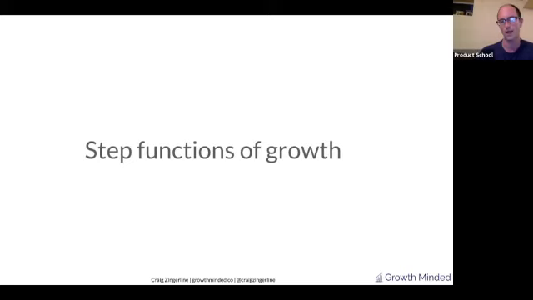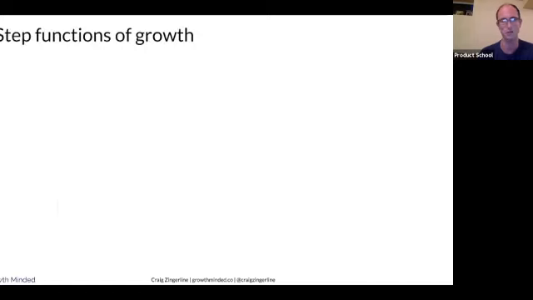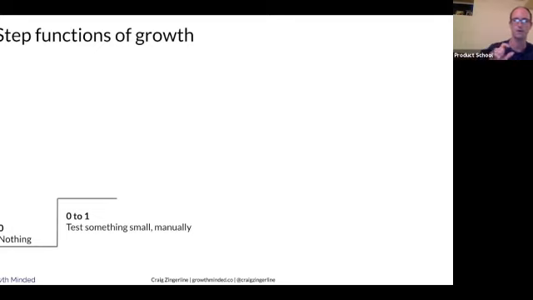So another way to look at growth is with what I call the step functions of growth. And it looks something like this. At the start, you have nothing. Like, you don't have a feature that maybe you intend to build, or you don't have a nuanced portion of a product that you maybe want to build. So you've got nothing. And the first step is where you go from nothing to something. And so in this case, you may test something very, very small. So a small portion of a future feature manually to a few people.